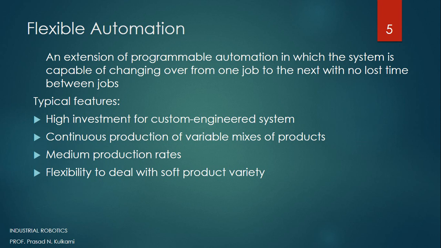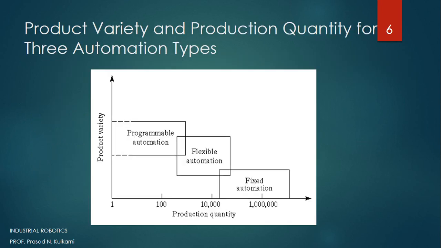Flexibility to deal with soft product variety. Yes, that's the same thing. Now the product variety and production quantity for the three automations. The graph here will show you this. On the y-axis is product variety, meaning the kind of variety we are getting, that is easy to understand, and on the x-axis the number of products, the production quantity.